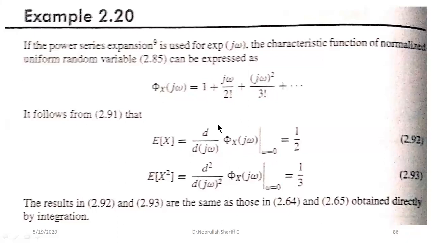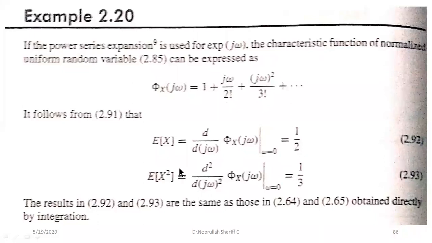Okay, so you can try to write that, and then if you write the expectation of x, which is only one-time differentiation of this, then this value will turn out to be 1 by 2 factorial. This value will turn out to be 0. This will be twice of j omega by 3 factorial plus whatever. Then when you substitute omega equal to 0, all these terms will become 0. Only 1 by 2 will remain.